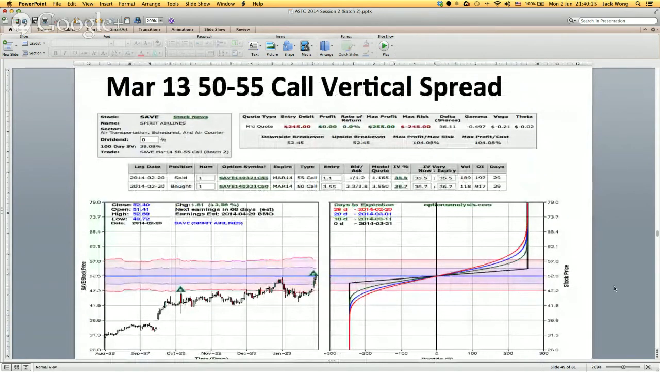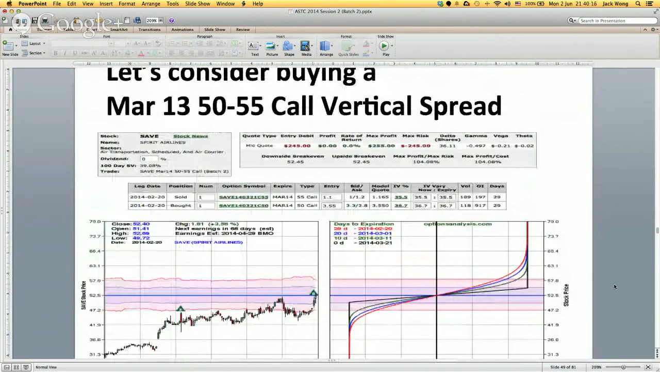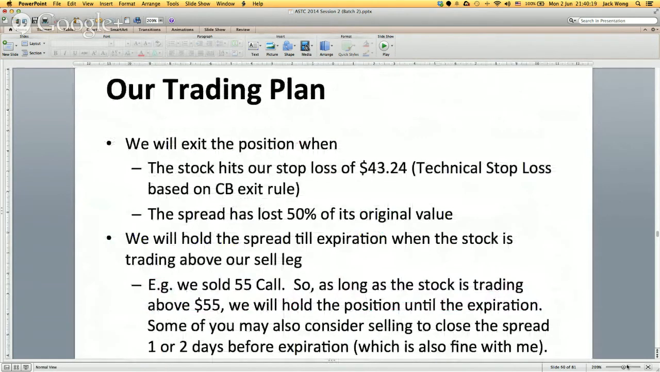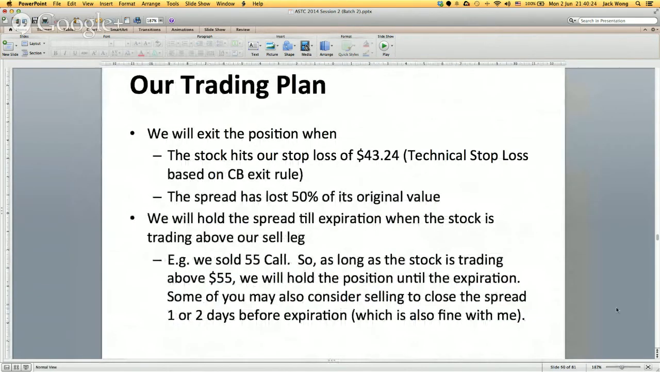The game is very simple. The plan is if we stop out based on the CB exit rule, we are out. If the spread loses 50% of its original value, we are out. Otherwise, we will hold on to the call spread. And say, for example, during the expiration week, we do need to watch the position carefully. So long as the stock is above $55, I don't really care. I will just let the whole trade expire in the money. And what it means is that the broker will help you to settle the options.